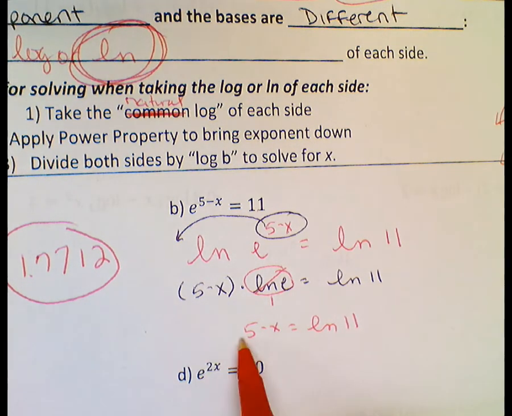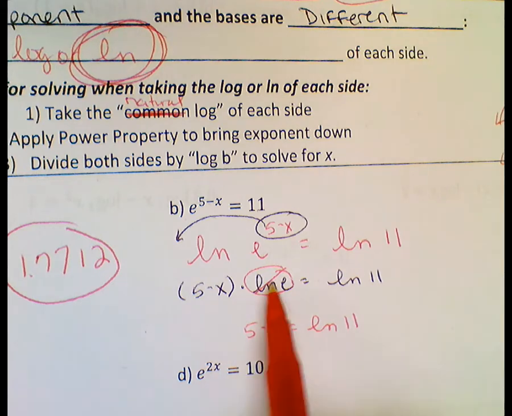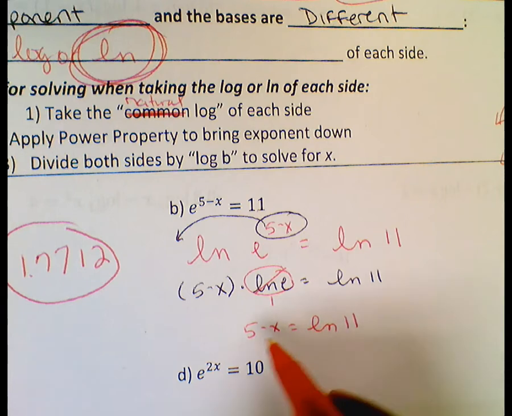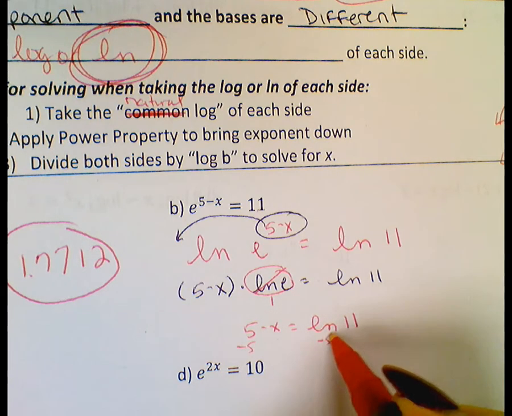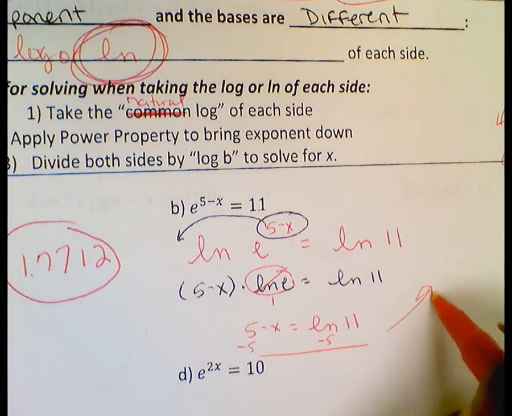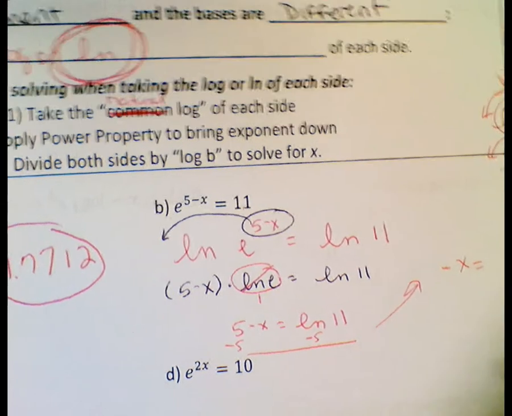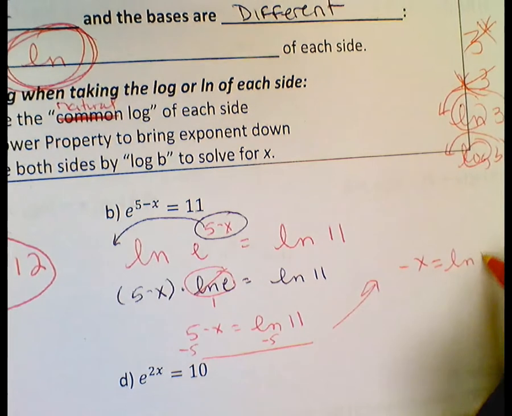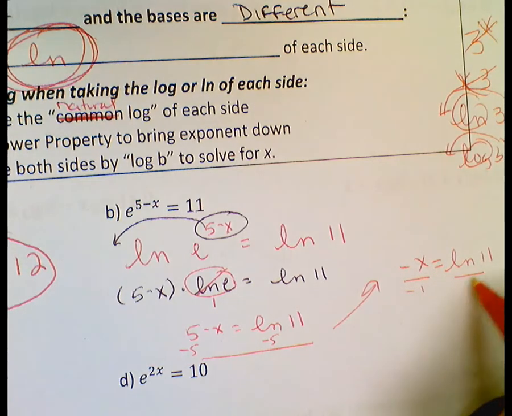So then you just take that 5 minus x, and now I don't need the parentheses anymore because there's nothing there with it. So you have this. So we're solving for x. So I want everyone to subtract 5. We'll bring it up here. So you have negative x equals natural log of 11. And then I want you to divide both sides by negative 1.